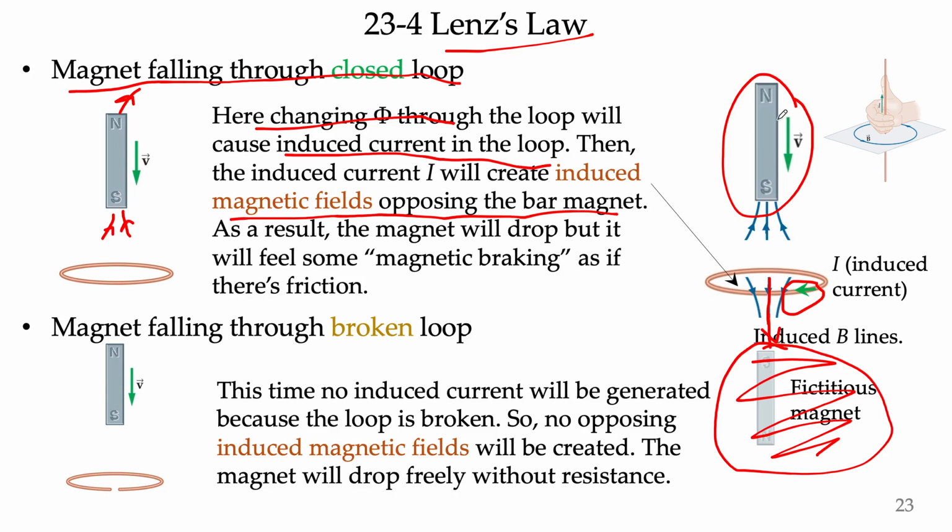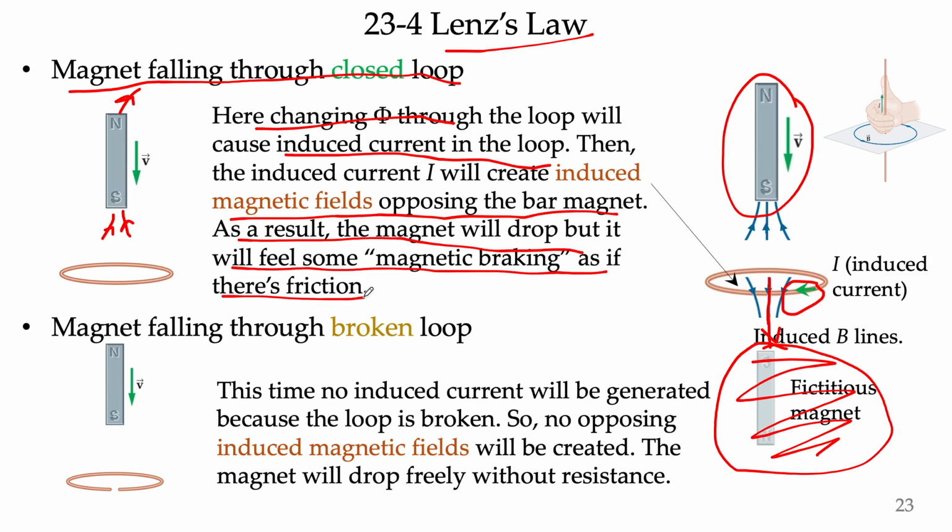But what actually slows down the bar magnet, not necessarily stops it, is the induced current and the induced magnetic field lines on the loop. So as a result, the magnet will drop. It will continue dropping, but it would feel some magnetic braking as if there is friction.